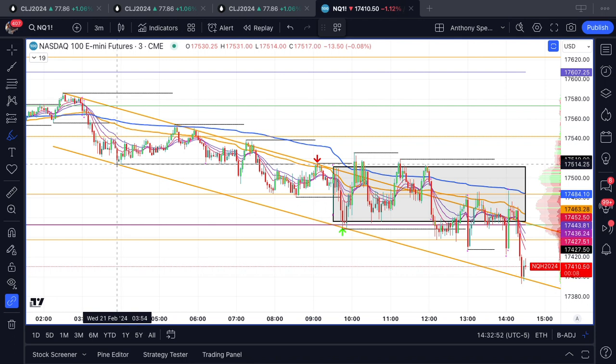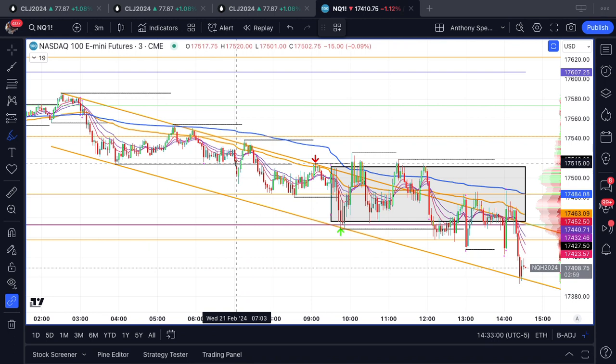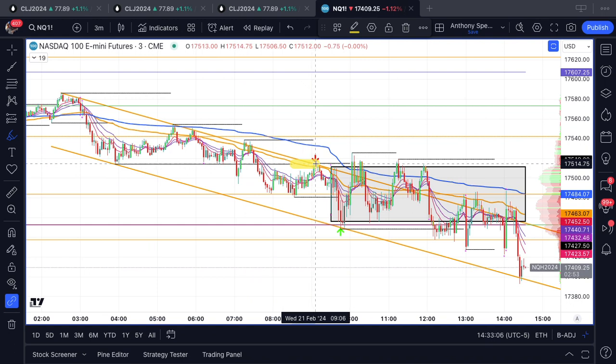So this is a pretty significant level here. It drove price all the way back up to retest the establishing trend line. We found support a whole bunch of times. We even closed below it and back above it. This, to me, is really important.